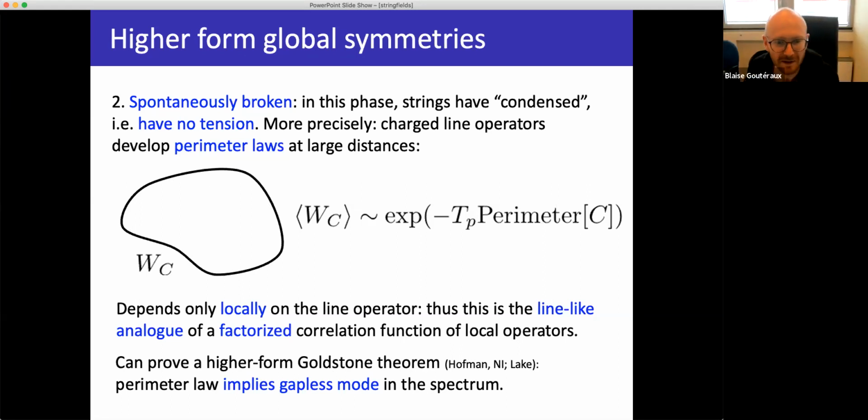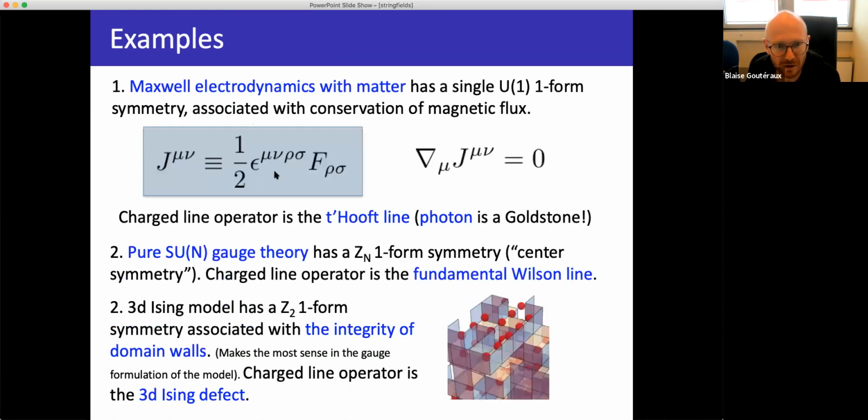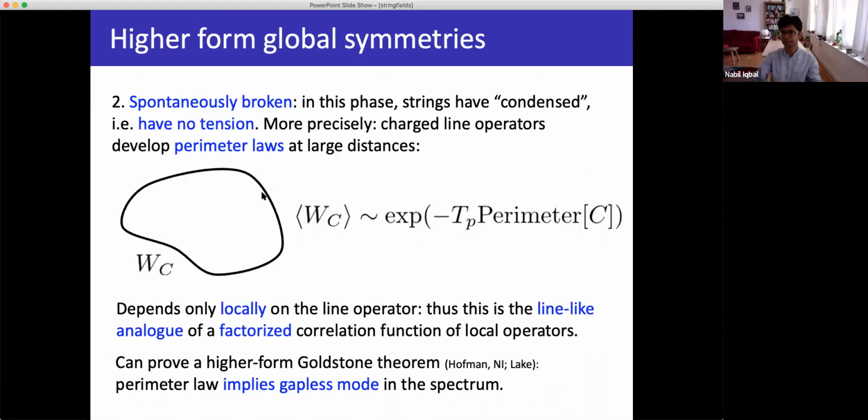Nabil? Hi, Blaise. Hey, can I interrupt for a sec? I'm not sure I fully understand what you mean when you say it depends only locally on the line operator. Yeah. What I mean is the perimeter you can construct as a local integral over data characterizing the curve. It's like the integral of root x dot squared, right? It depends only locally on what's happening here. If you deform this a little bit, you can get the answer through a local modification of this perimeter functional.